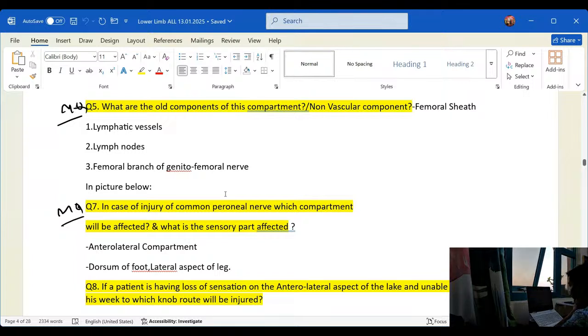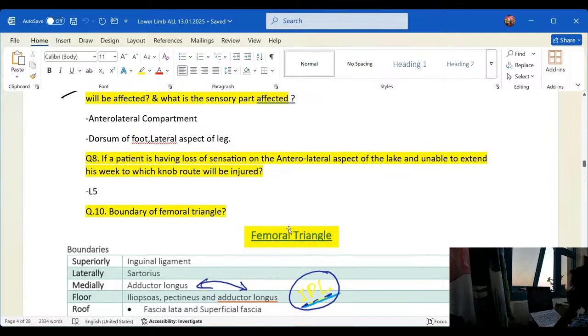In case of injury of the common peroneal nerve, the anterolateral aspect and dorsum of the foot and the lateral leg will be affected. If the patient has loss of sensation in the anterolateral aspect of the ankle and is unable to extend, then it will happen. L5.